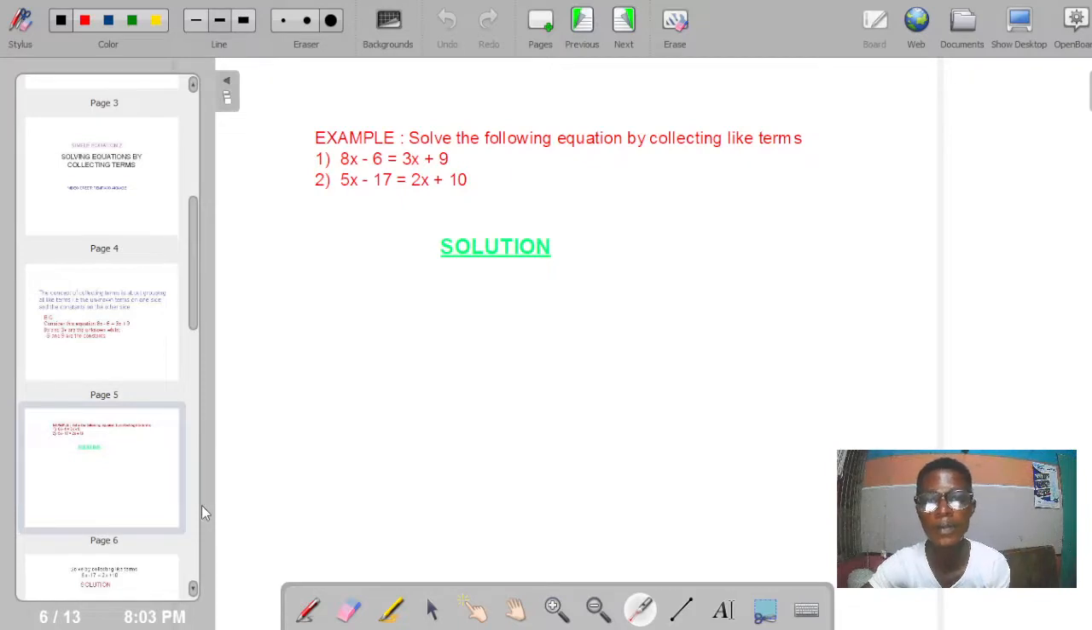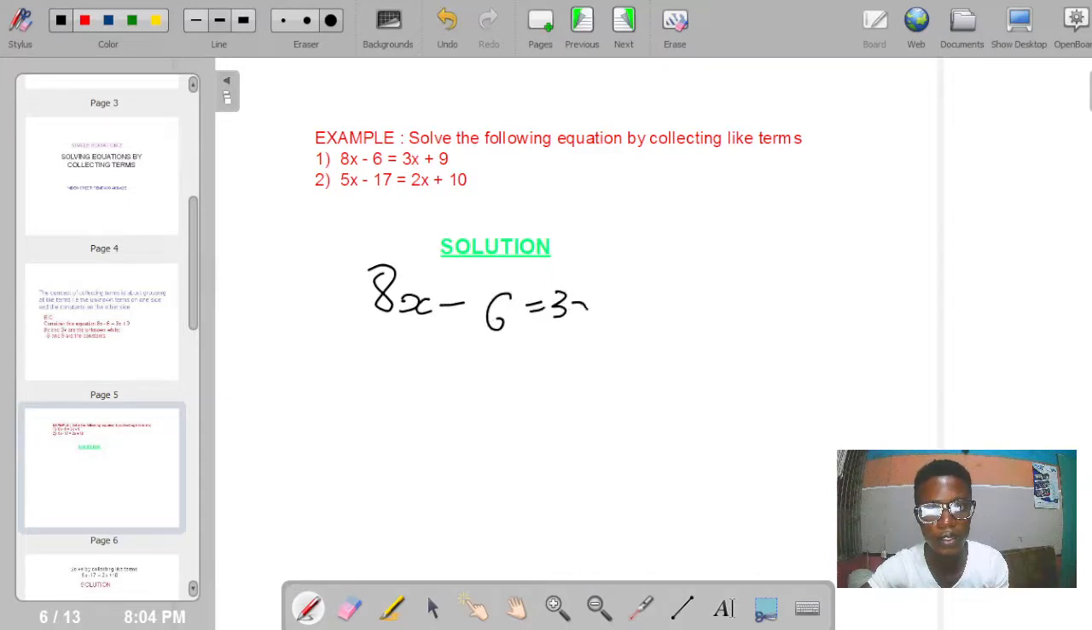Now, we have two examples before us. This is 8x minus 6 is equal to 3x plus 9, and we have 5x minus 17 equals 2x plus 10. So now we're introducing ourselves to the importance of collecting like terms. Let's look at the first example. Let's solve. Now we have 8x minus 6 equals 3x plus 9.